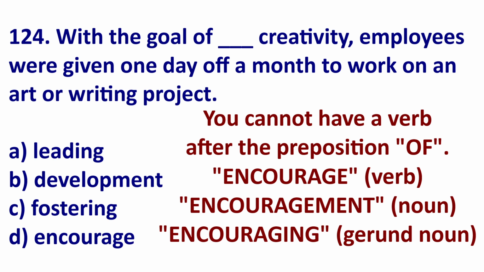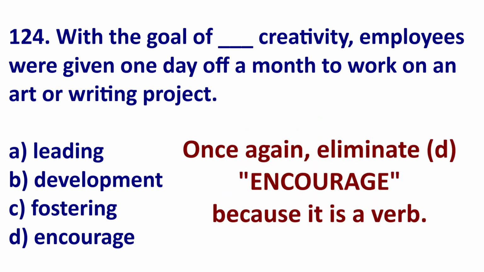Of is a preposition, so it needs to be followed by a noun form. Encourage is not a noun. Encourage is a verb. He encouraged me to study more. That's a verb. Encouragement is a noun. Encouraging can be a gerund noun, but encourage is just a verb. This will not come after of. So eliminate D, encourage, because it's a verb.